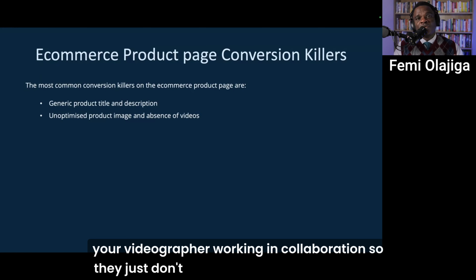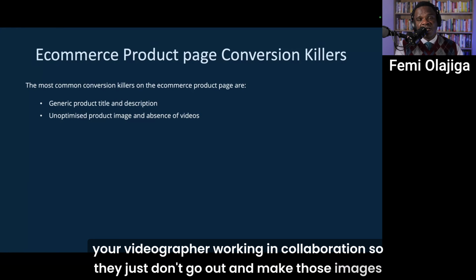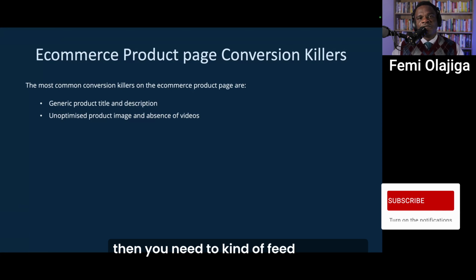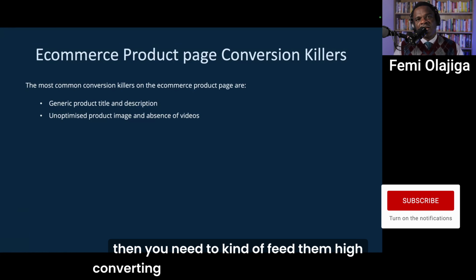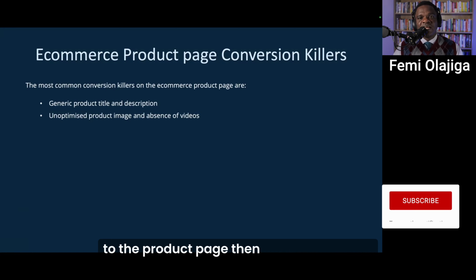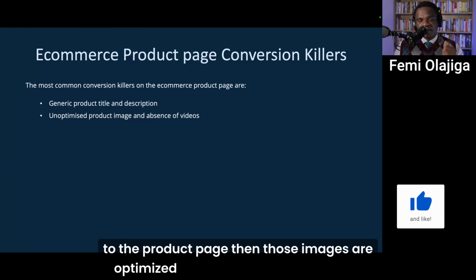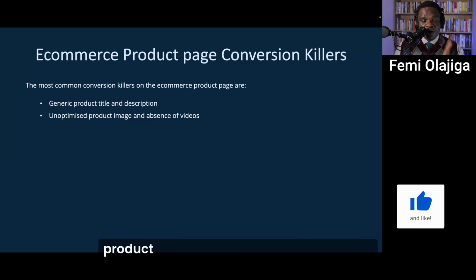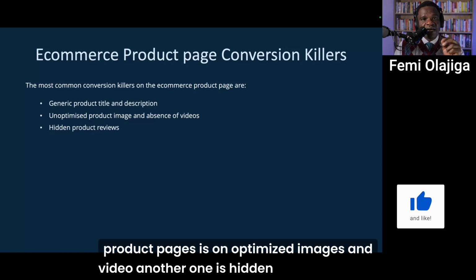So they just don't go out and make those images. Then you need to feed them high converting images to create. So when it comes to the product page, those images are optimized for conversion. Again, a major conversion killer for product pages is unoptimized images and video. Another one is hidden product reviews.